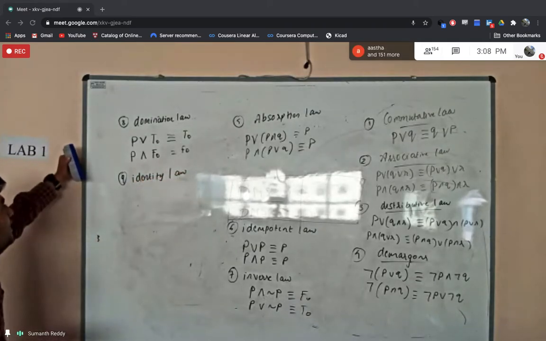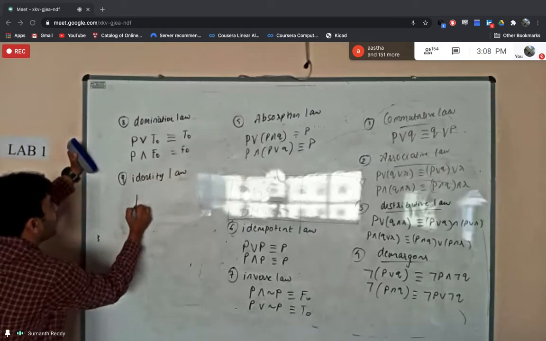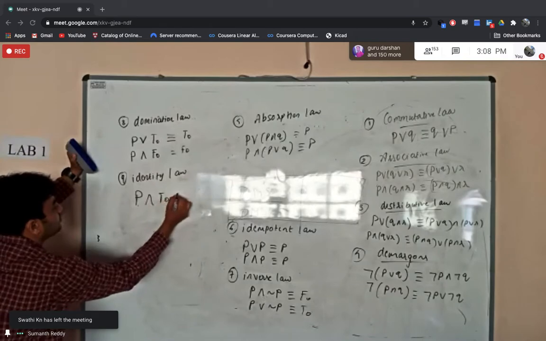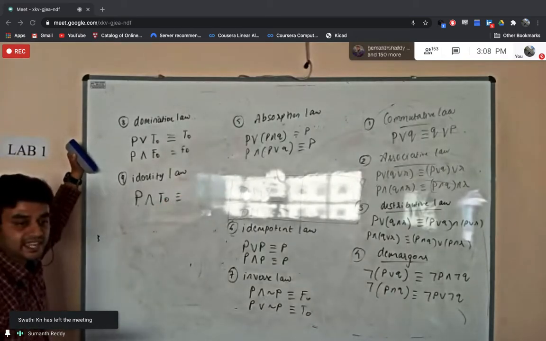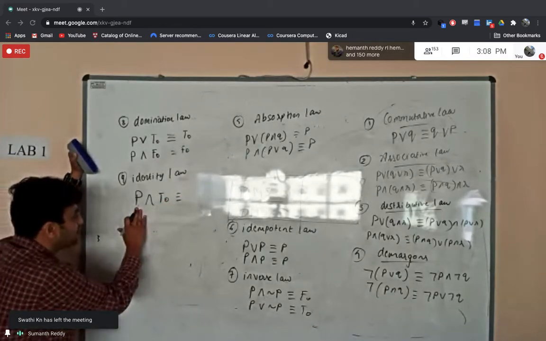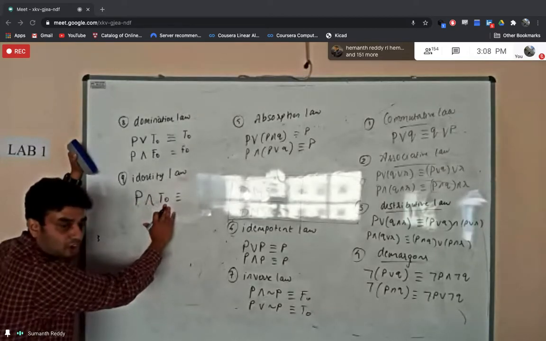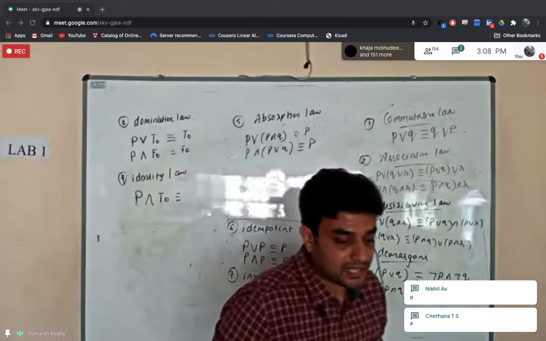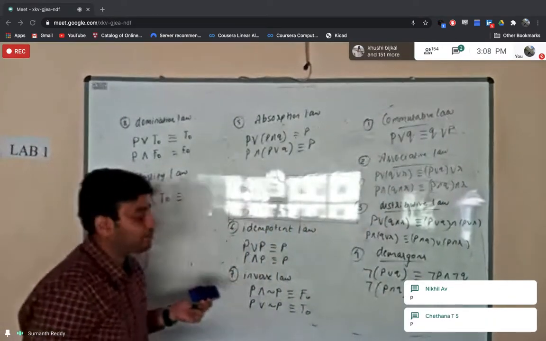Fine. So this identity law states that suppose you have a proposition P and you perform the conjunction with the tautology. So what will be the result? Any guess? If I have a proposition P and I perform the conjunction with a tautology, what will be the end result? Yes, exactly. So I get the same proposition, right?